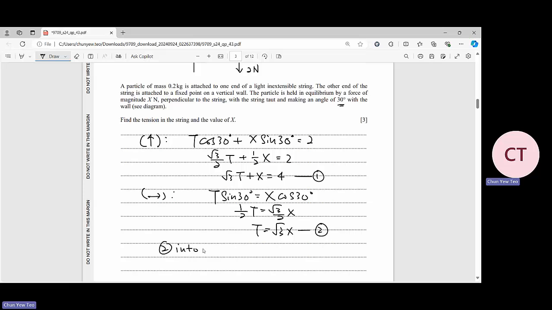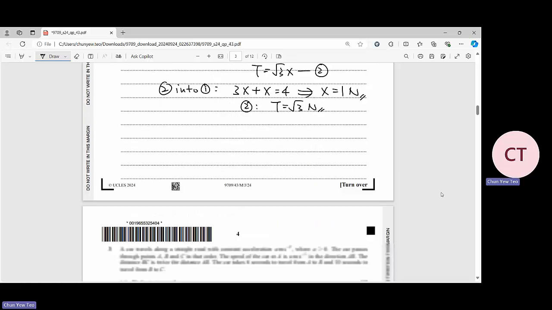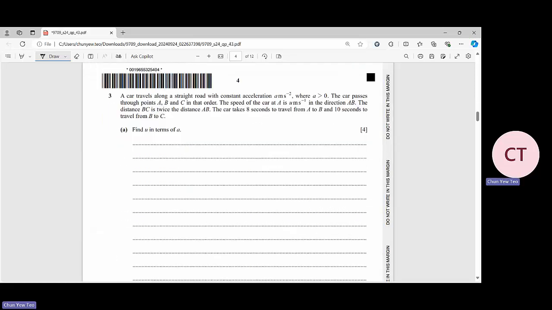Substitute 2 into 1, you will have 3x plus x is equal to 4. That will give you x is equal to 1. From equation number 2, your T is equal to root 3 Newtons. This one, also write Newtons. Just like that, done for question number 2. So quite simple. Okay, so now we'll move on to question number 3.